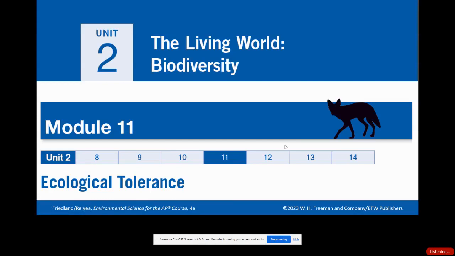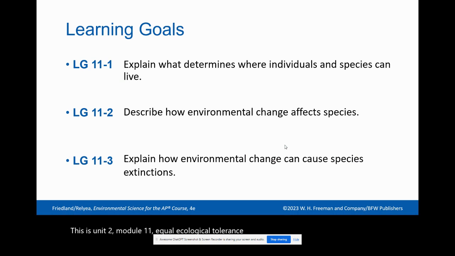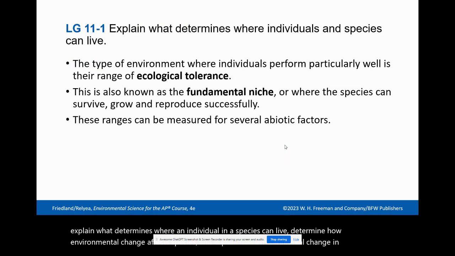This is Unit 2, Module 11, Ecological Tolerance. Our learning goals for this module are to explain what determines where an individual and a species can live, determine how environmental change affects species, and explain how environmental change can cause species extinction. So, for our first one, explain what determines where individuals and species can live.